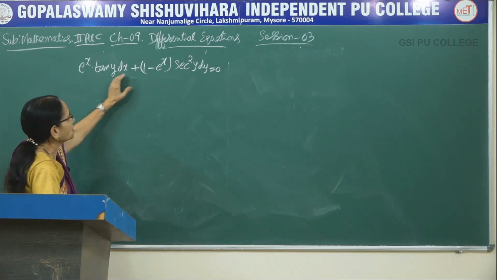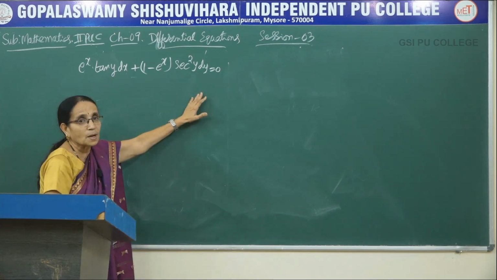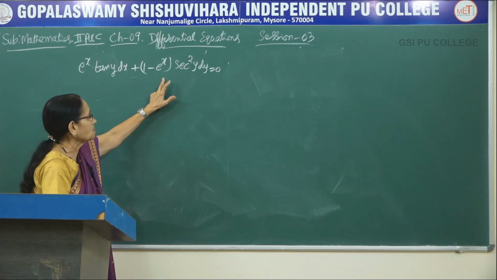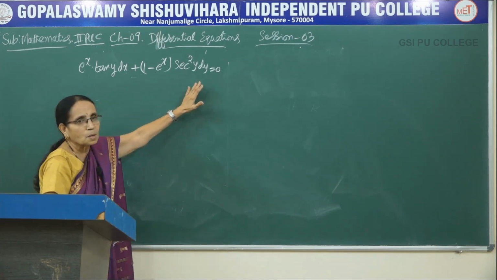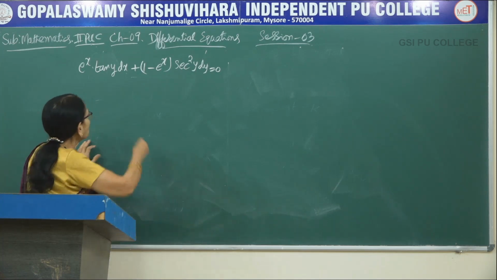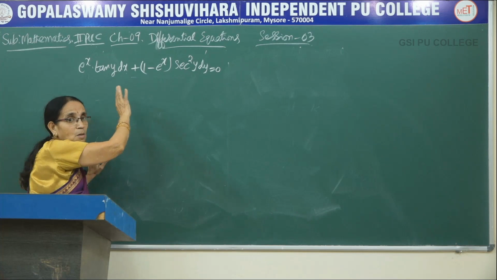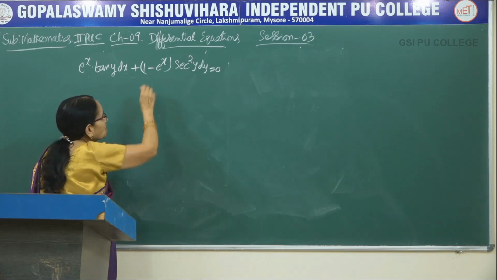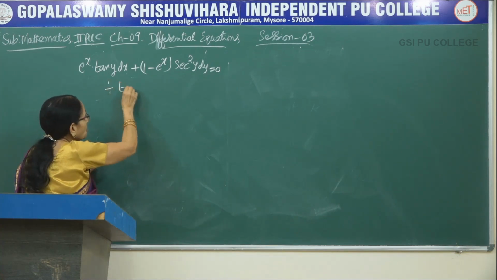E power x is there, dx is there, so tan y we want it with the dy. Similarly here, 1 minus e power x is there, which has to go with the dx, and the secant square y should remain with the dy. So here we have to divide this by tan y, and we have to divide this by 1 minus e power x. Let me do the division together.